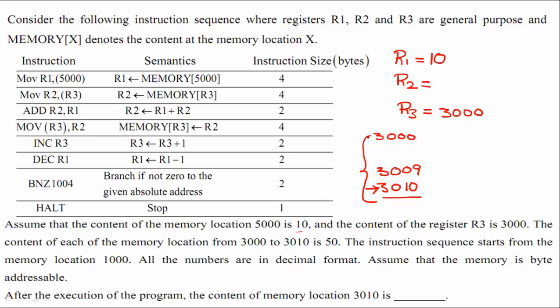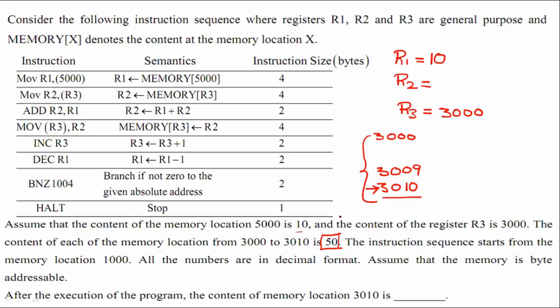Initially, right from 3000 to 3010, each and every memory location is initialized to 50. So the content of the memory location 3010 will never get updated. So the answer will be 50. When you look at the question, you will come to a conclusion directly that the value of the memory location 3010 will never get updated. This is even before we dry run the program. This is the eventual answer that we're going to get.